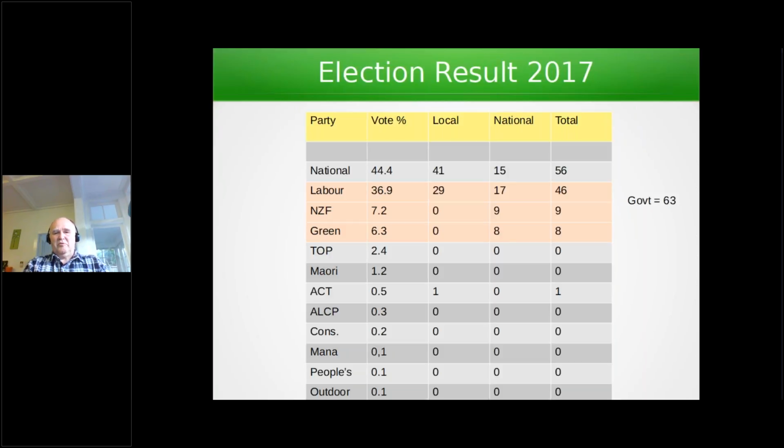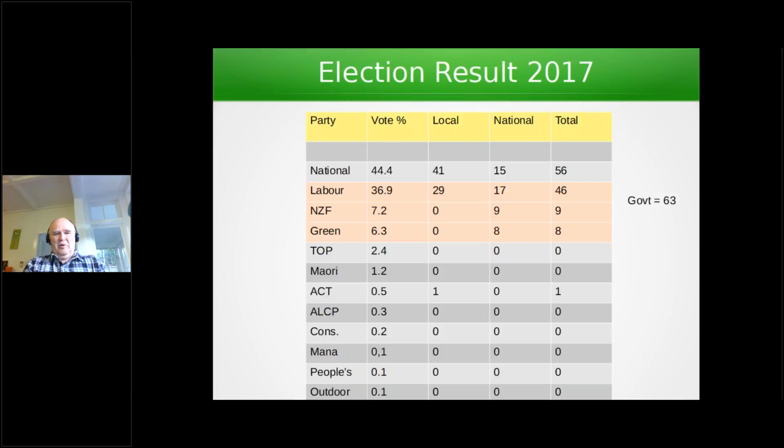Green Party, 6.3% of the vote. They were going at 14 or 15% until the female co-leader decided to announce that in the 1990s she had fraudulently claimed the benefit in order to survive. And she did so to highlight the plight of people who are disadvantaged and how they can't always be honest if they just want to survive.